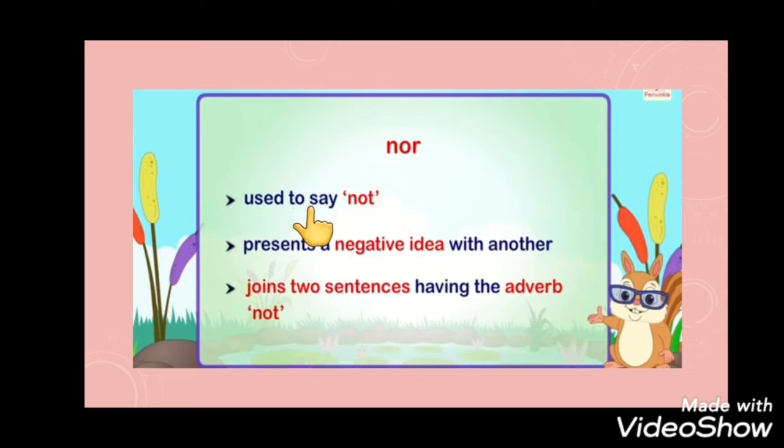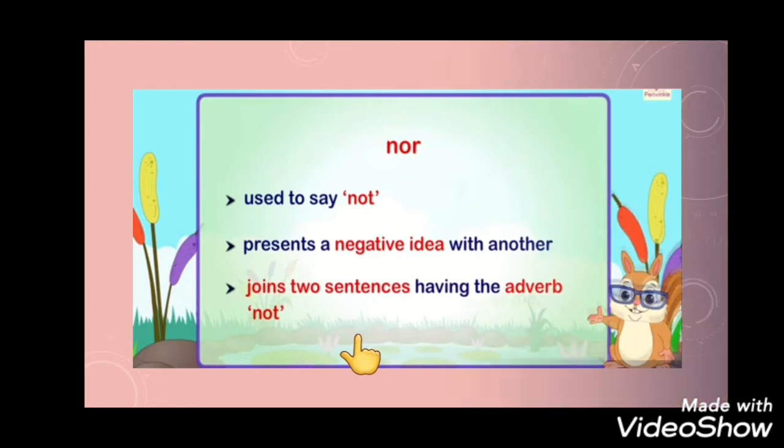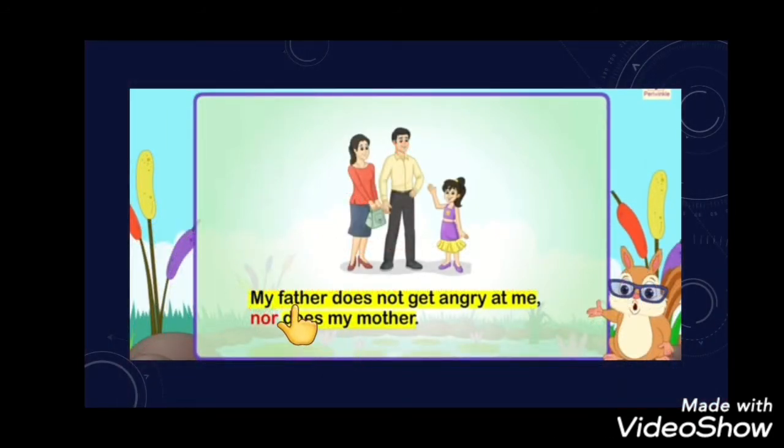Nor, used to say not. Here students, the conjunction nor is used to present a negative idea with another. Here by nor we present a negative idea, joining two sentences having the adverb not. So let's see the example. My father does not get angry at me, nor does my mother. Here not is used as the negative, and here we use nor as a conjunction.